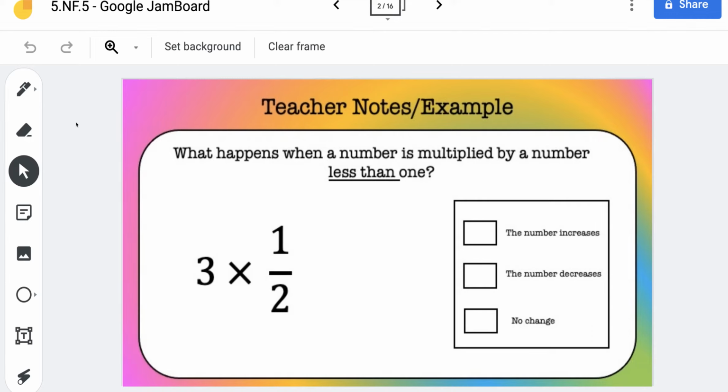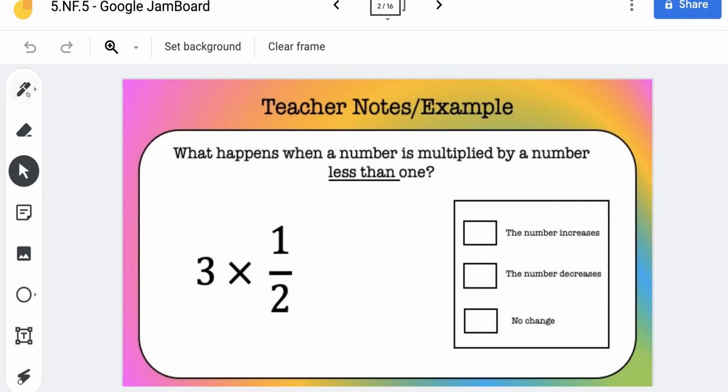Hey everybody, in this video we're going to multiply a number by less than 1, by 1, and by greater than 1. And let's see what happens, okay? So the first question is, what happens when a number is multiplied by a number less than 1?